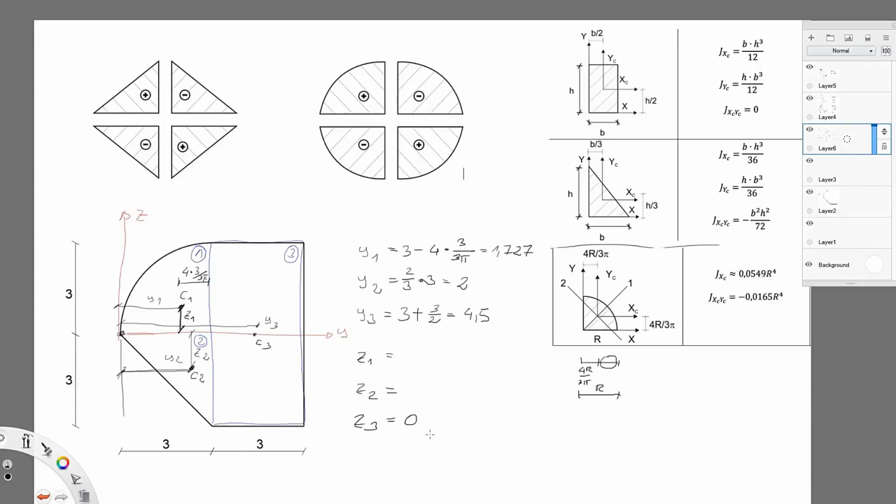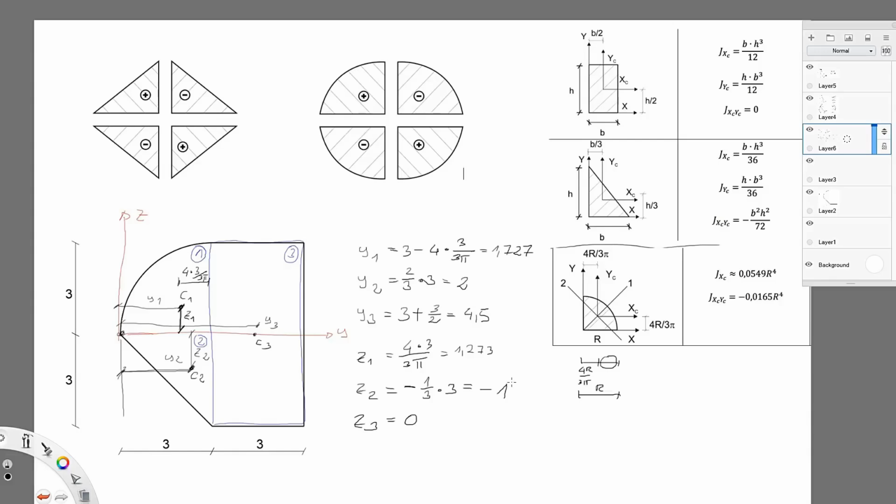And now for z1, we take the value from the tables. That is 4r over 3 pi. So we have 4 times 3 over 3 pi. Well, it is the same, right, as last time. 4r over 3 pi. Alternatively, we can write it approximately, but we'll do that in a moment. However, on z2, we simply have 1/3 of 3. But importantly, as I said, we are below the axis. So we write minus 1/3 of 3, which is minus 1. Here we have approximately 1.273. Calculated on a small calculator.